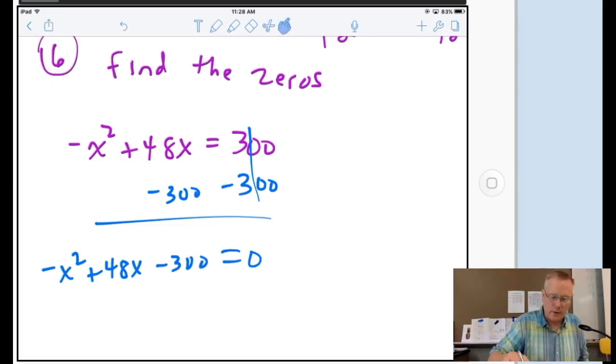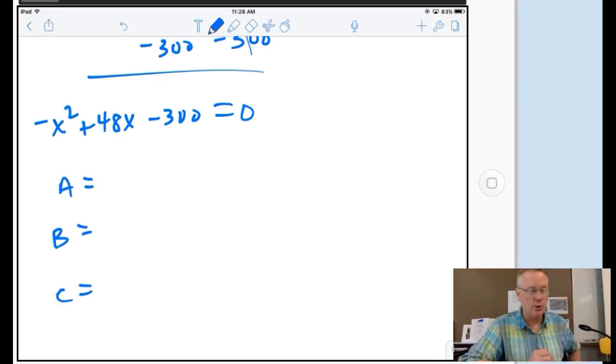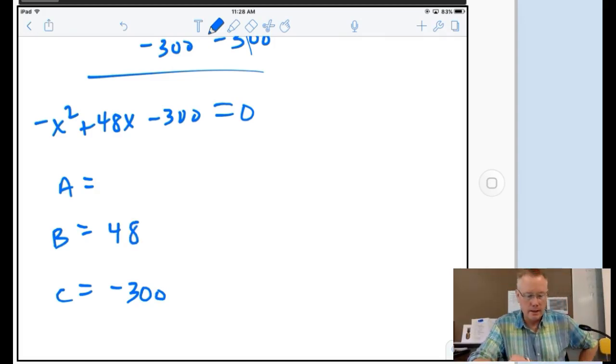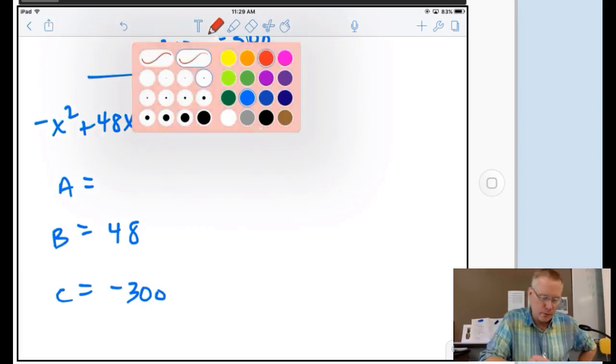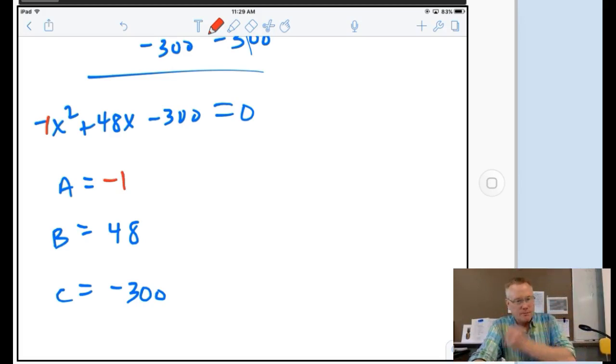Now I'm going to write down what a, b, and c are. I always do that right on the side. I find I make fewer mistakes. Sooner or later, if I go in there to pull c out a whole bunch of times, I'll pull out positive 300 instead of negative 300. So I write them on the side. Now, what's a? A is what's in front of that x squared. There's an implied 1 there, so a is negative 1.